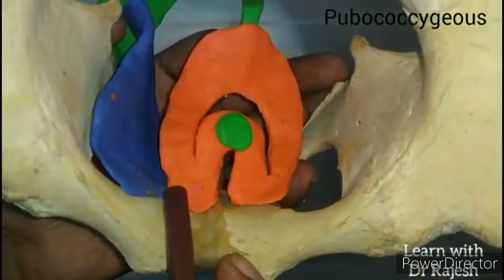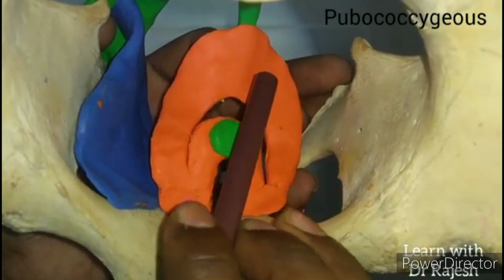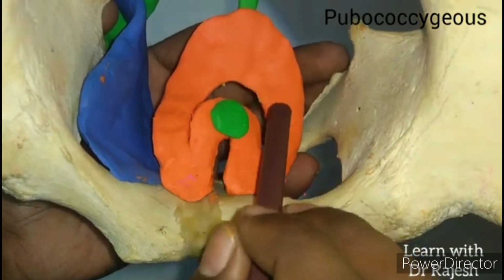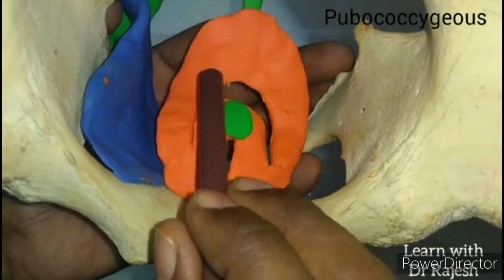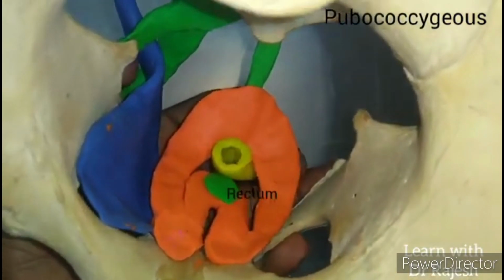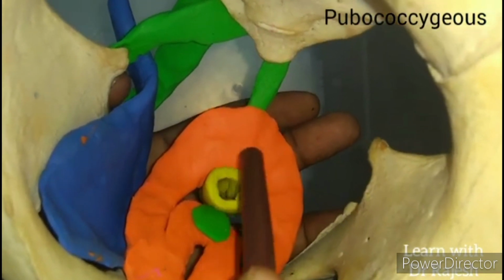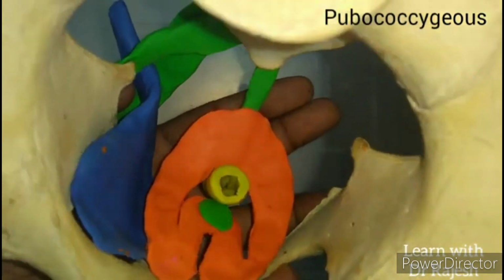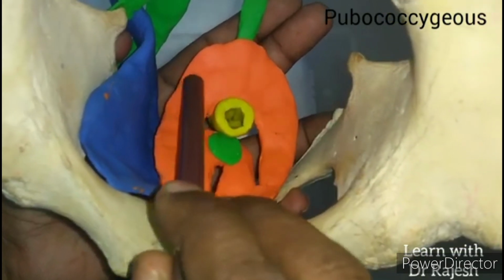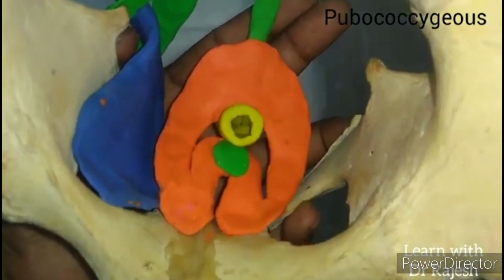The next one, what else is there? The middle fibers. You can see the middle fibers are running just adjacent to the anterior fibers, starting from the lateral part of the pubic bone, a little bit away from the pubic symphysis, and they are covering the rectum. The anorectal junction is the place where we can see that. The pubococcygeus muscle is covering the rectum part, so the middle fibers are present particularly at the junction of the rectum and anal canal. Very clearly we can see those two things, right?